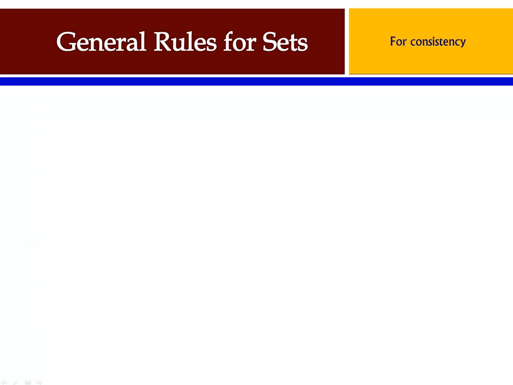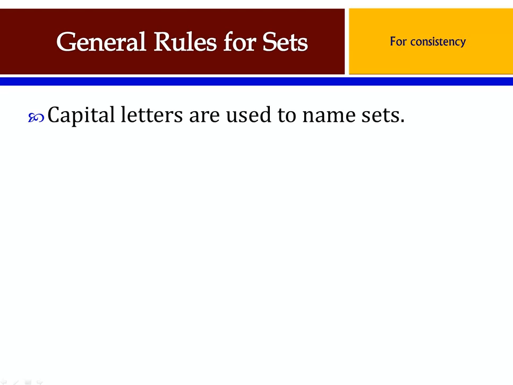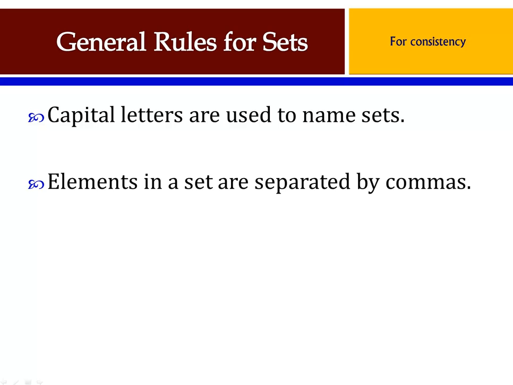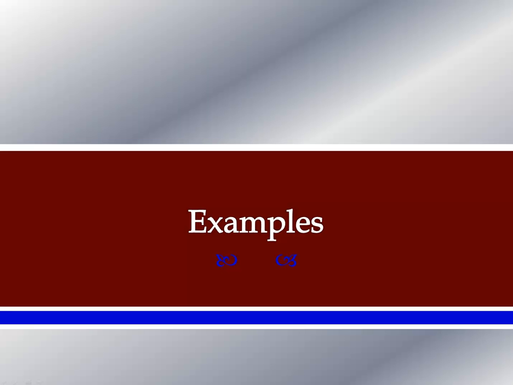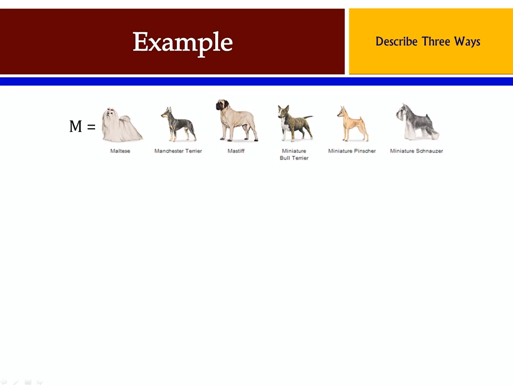So for consistency, there are some general rules. Capital letters are used to name sets. Elements in a set are always separated by commas. And that in set builder notation, you can use any variable to describe the elements of a set. So we'll look at a few examples. We'll start with our set of dogs recognized by the American Kennel Club whose names begin with the letter M. And we'll name this set M.